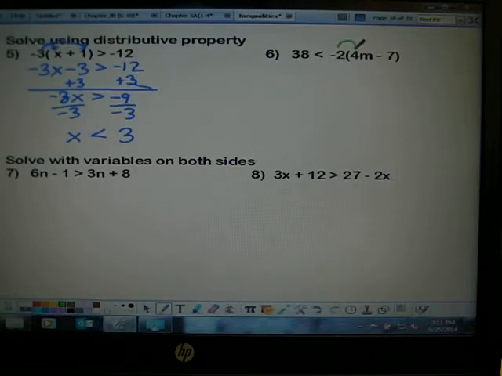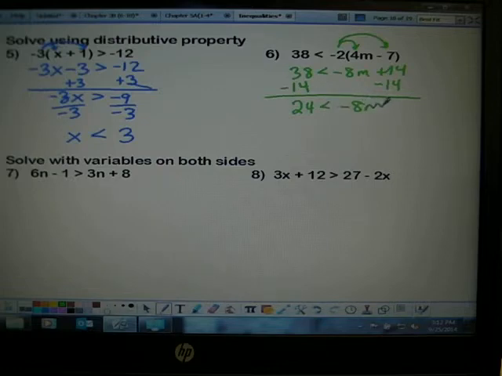Same concept over here. We have distributive property because of those parentheses. So we have 38 is less than negative 8m plus 14. Since you have a negative times a negative, it gives you a positive value. Then we're going to get rid of that 14 by subtracting it to the other side. So 24 is less than negative 8m.